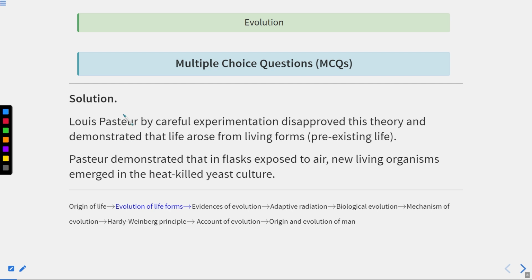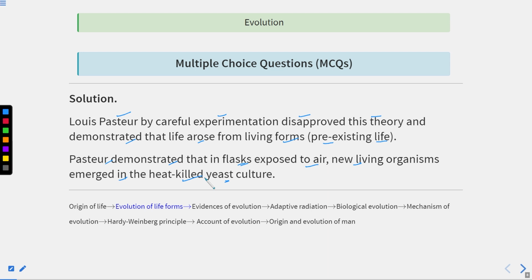So later, Louis Pasteur, by careful experimentation, disproved this theory and demonstrated that life arose from living forms, meaning pre-existing life. Pasteur demonstrated that in flasks exposed to air, new living organisms emerged in heat-killed yeast culture. Okay, if the yeast culture was heat-killed, it means it is sterilized.